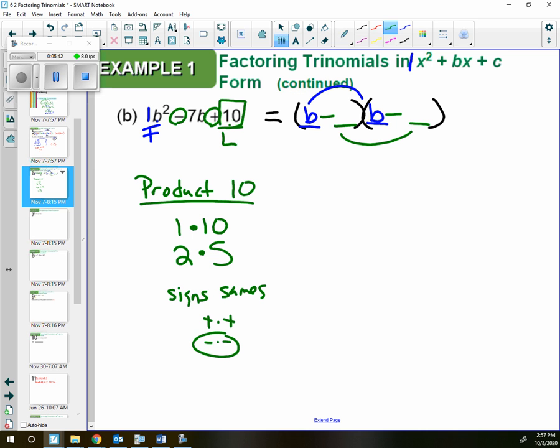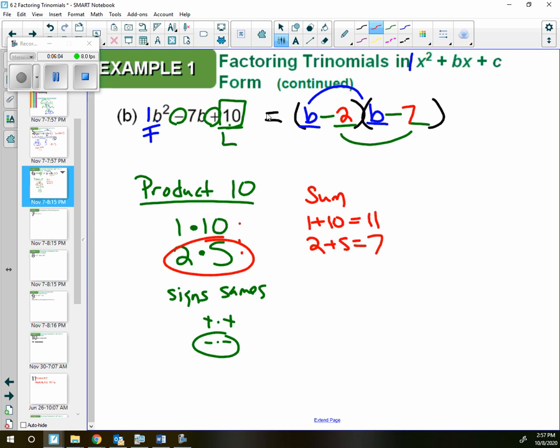All right, so our last quest, how do we know which pair to pick of these two? Let's calculate their sum. We have a 1 plus 10, that would have given me an 11, and we have a 2 plus 5, which gives me a 7. So which pair do I want? Well, for sure, I want the 2 and the 5. So it's going to be b minus 2 and b minus 5. Their signs are the same. That's how you multiply to get a positive 10.